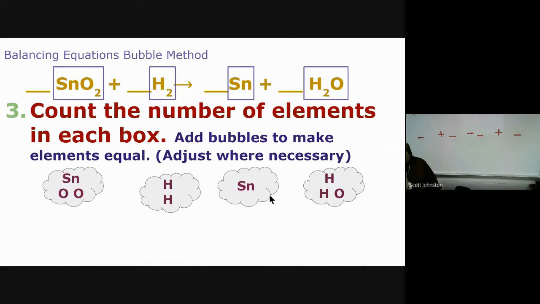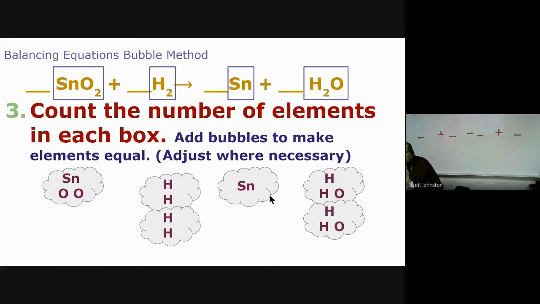So we have our bubbles, and let's start with the first one. We have Sn and two O's. Well, we have one Sn on the other side, but we only have one O. So that means we need to add an O. But we can't just add an O, we have to add the whole thing. So we're going to add another bubble that has H2O in it. Well, the O's are happy, the Sn is happy, but the H's are not happy. So we need another bubble that has H's.